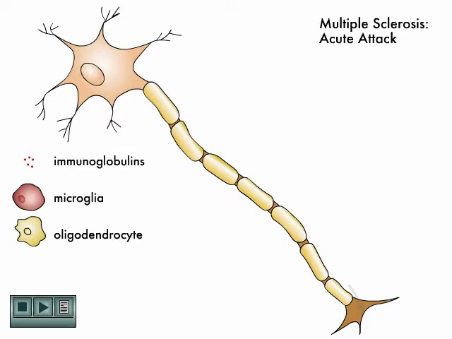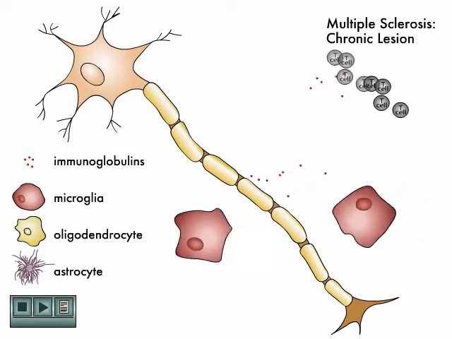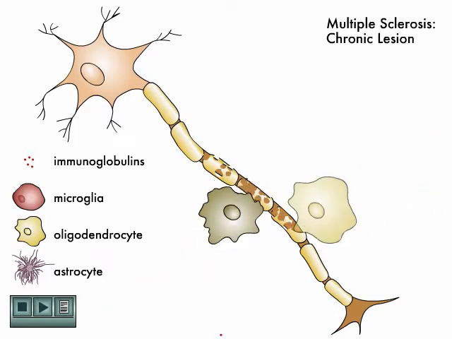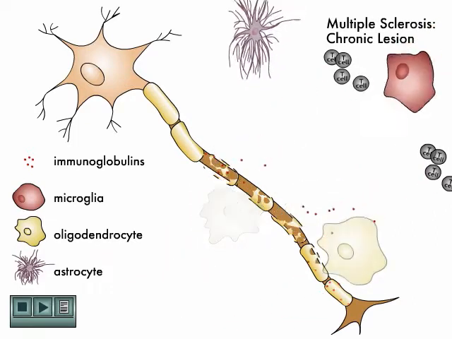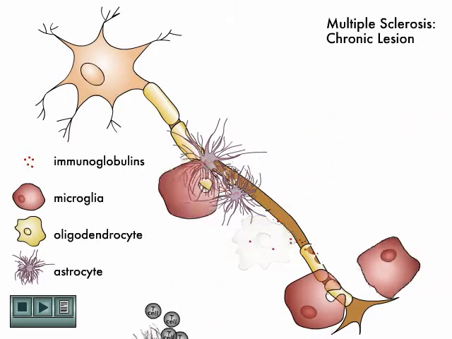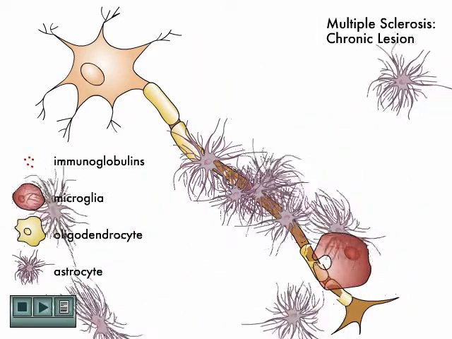This leads to many symptoms. Chronic lesions develop after a series of repeated inflammatory acute attacks, leading to whole segments of axons being totally demyelinated. This is accompanied by a proliferation of astrocytes in the damaged regions to form gray or pinkish plaques.